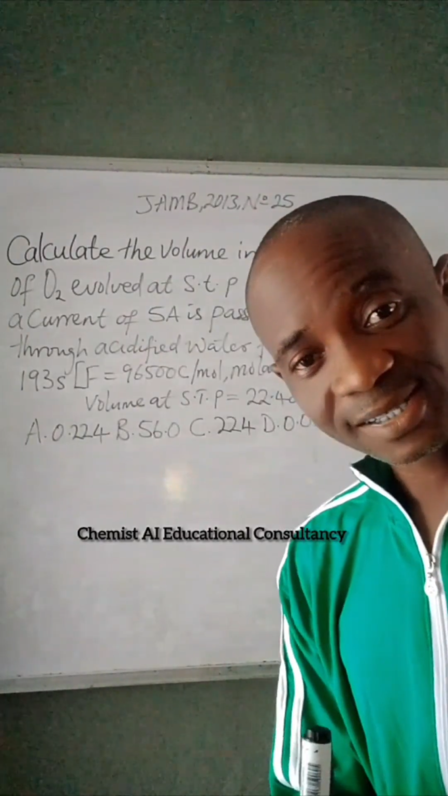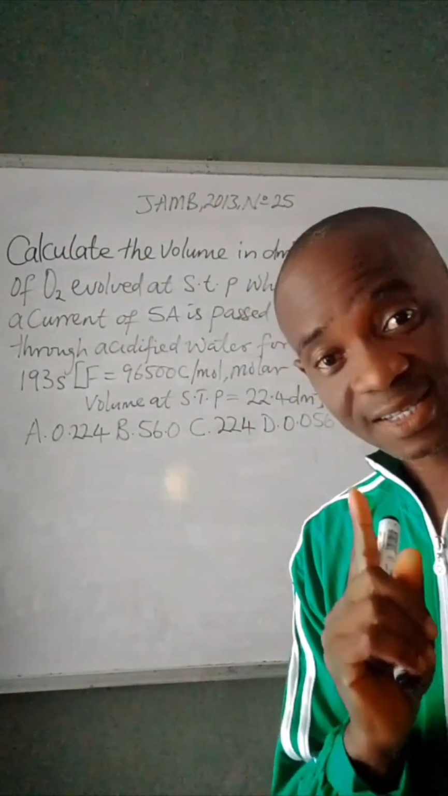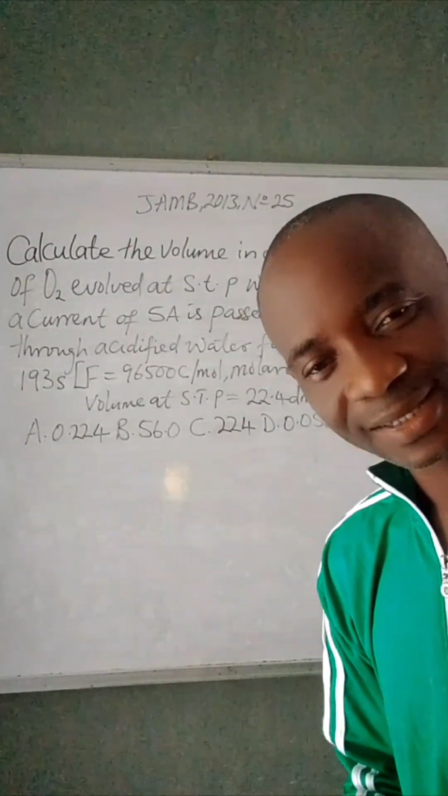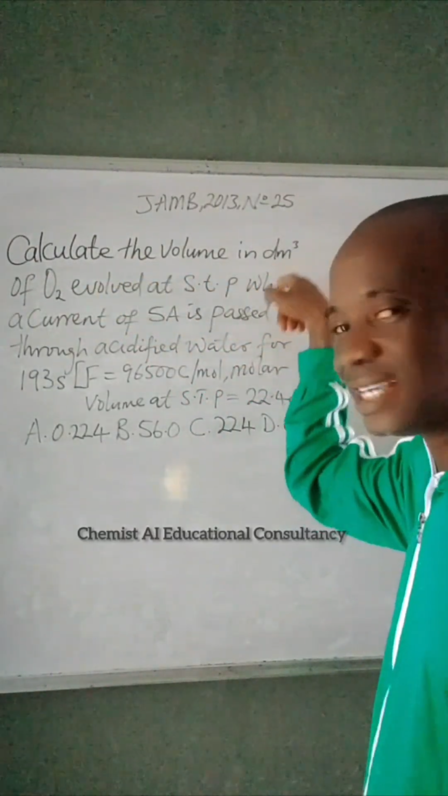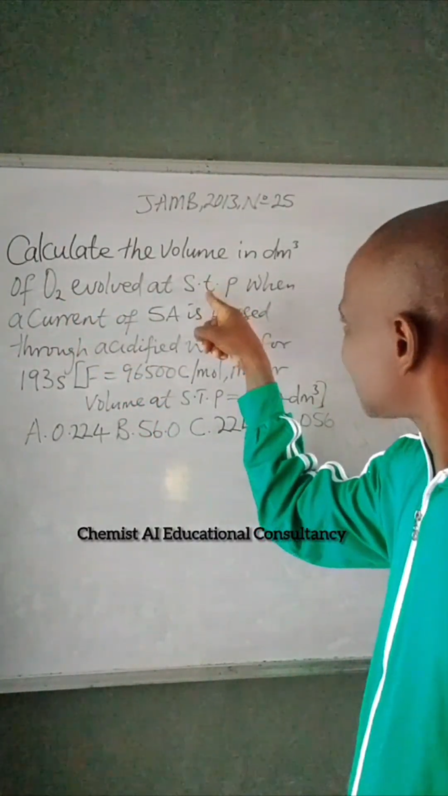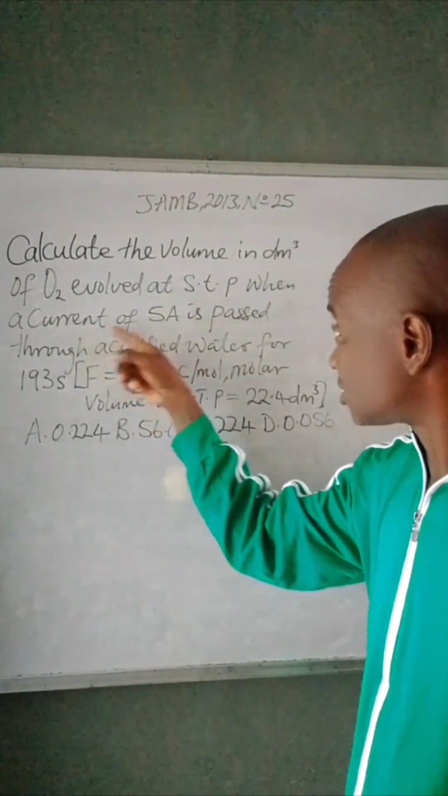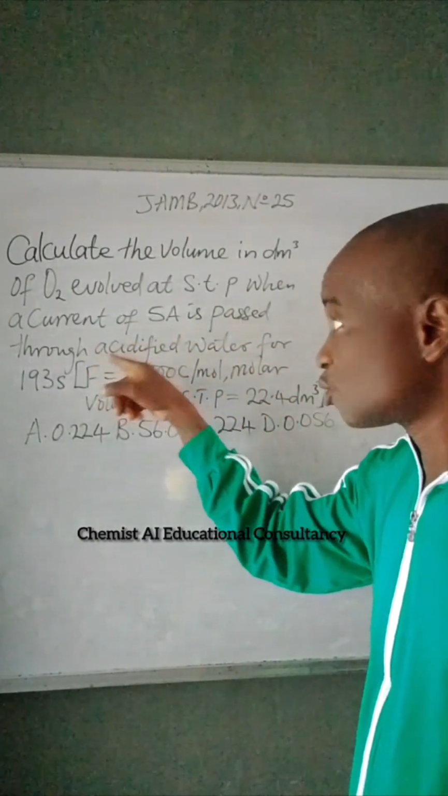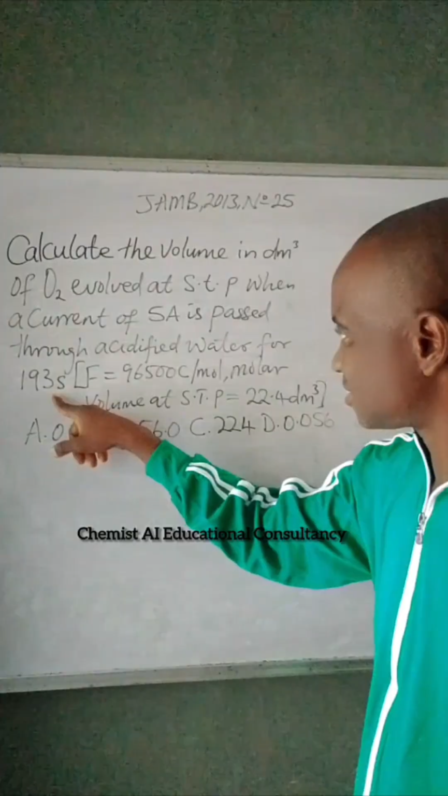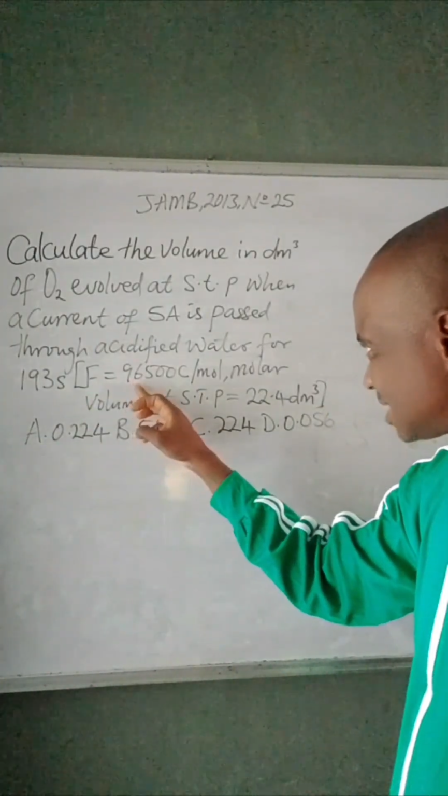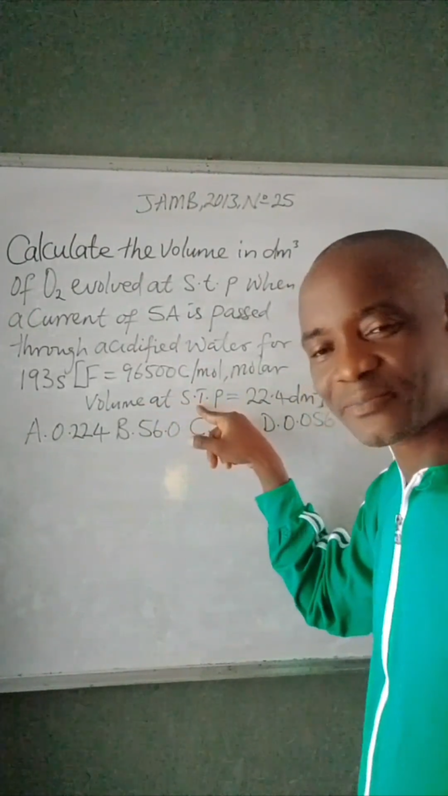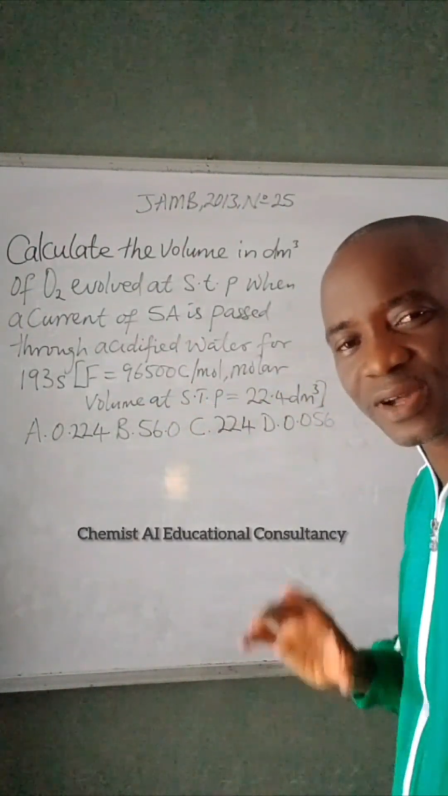This is electrolysis versus mole concept. This question is so technical and we are going to solve it step by step. Calculate the volume in dm³ of oxygen evolved at standard temperature and pressure when a current of 5 amperes is passed through acidified water for 193 seconds. Take 1 Faraday as 96,500 coulombs per mole. Molar volume at standard temperature and pressure as 22.4 dm³.